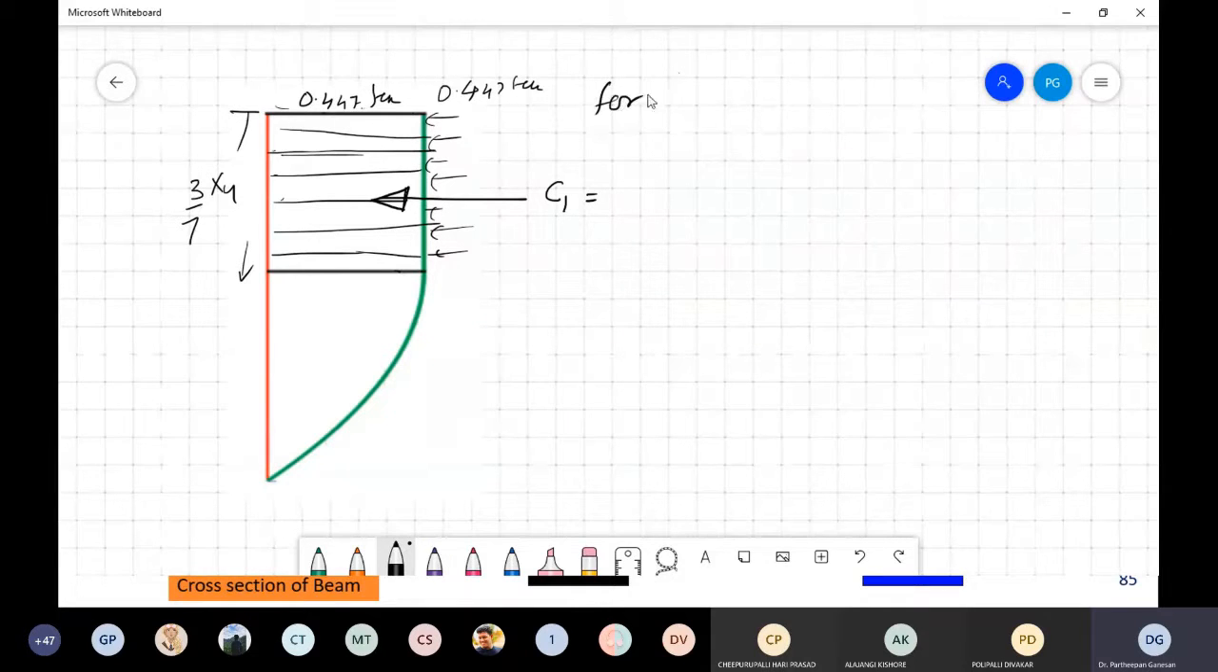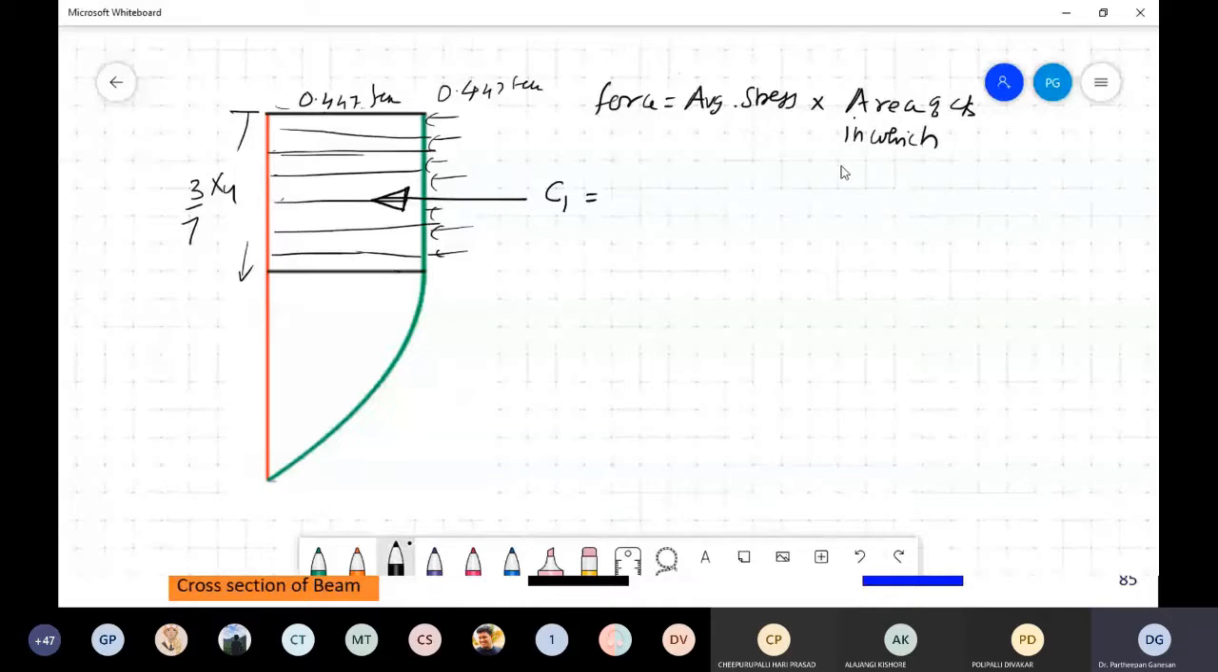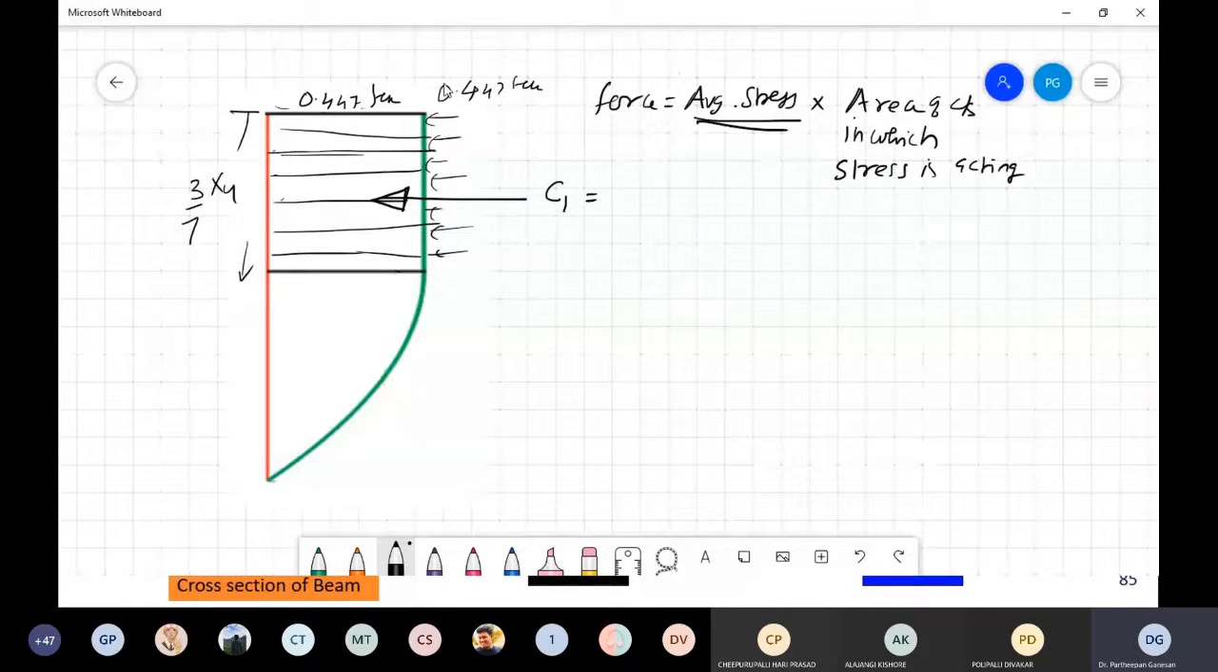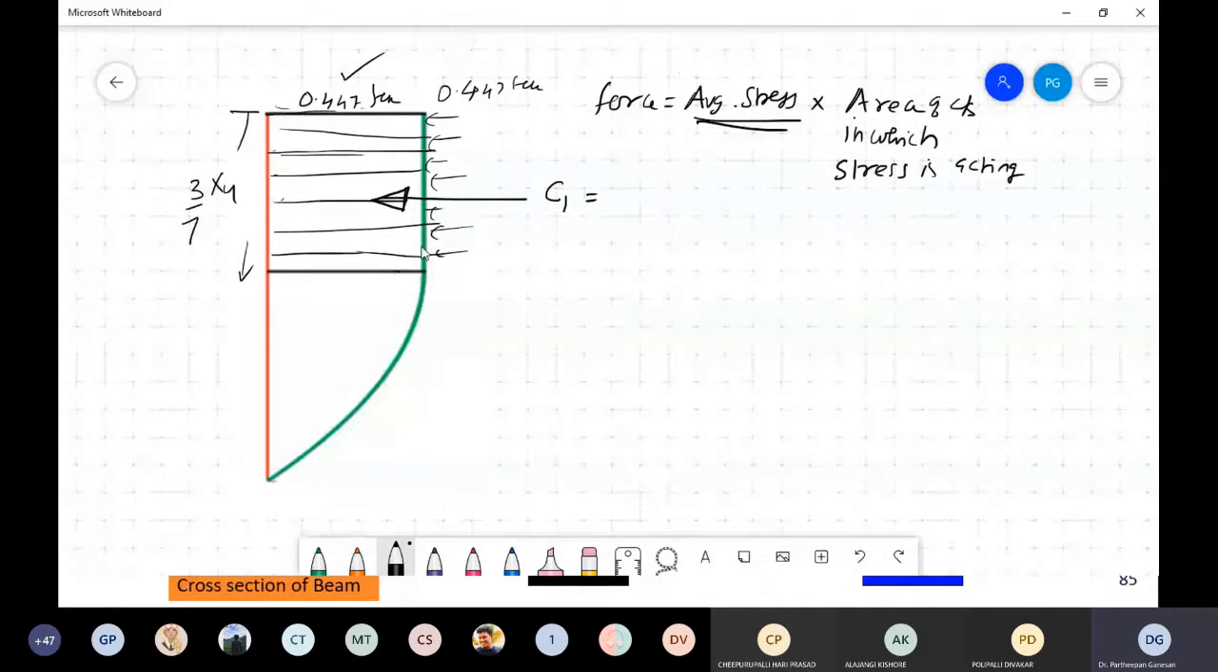Force means what? Force is equal to average stress multiplied by the corresponding area of cross section in which the stress is acting. Now, what is the average stress here? One of you tell me. In this rectangular part, what is the total average stress? I am asking stress, I am not asking force. What is the average stress?